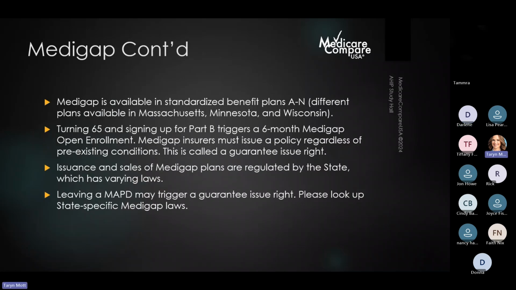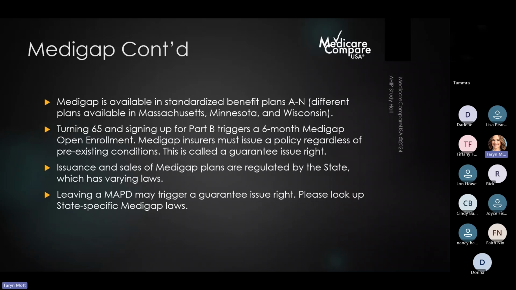Medigap is available in standardized benefit plans A through N. Different plans are available in Massachusetts, Minnesota, and Wisconsin. Turning 65 and signing up for Part B triggers a 6-month Medigap open enrollment. Medigap insurers must issue a policy regardless of pre-existing conditions. This is called guaranteed issue right.